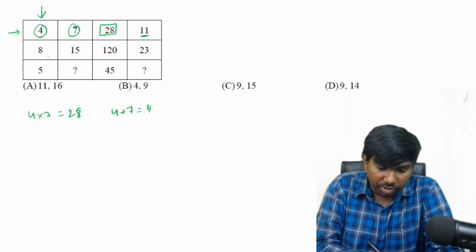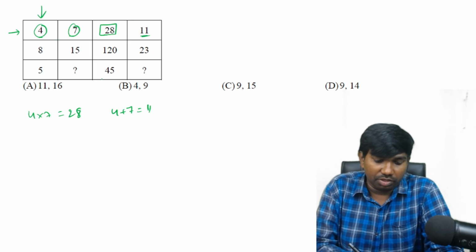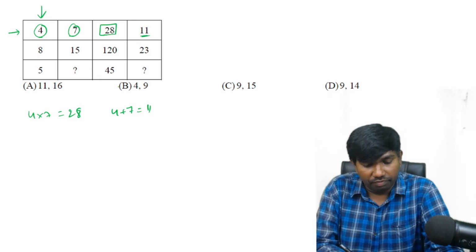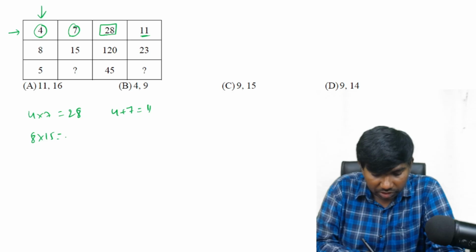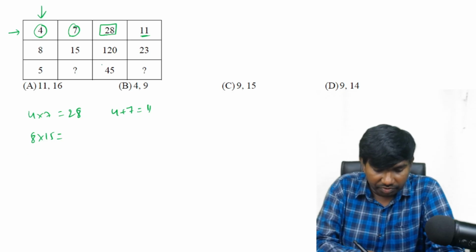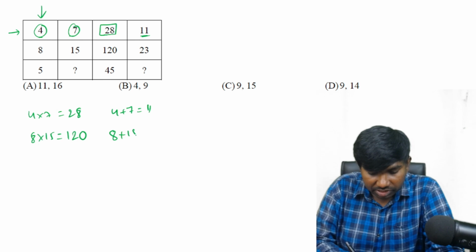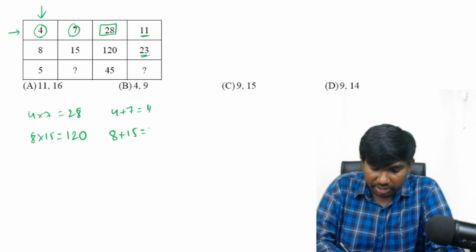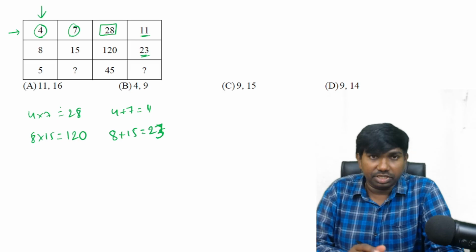Okay, applying the same logic, if the same logic is suitable in the second row, then we can confidently go for the third row. 8 into 15 is how much? 80 plus 40, it is 120. Yes, it is satisfied. Then 8 plus 15 is how much? 8 plus 15 is 23. Yes, it is also satisfied. 23. So that means this logic is correct.